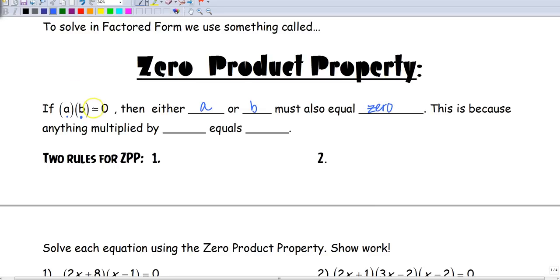Okay, because anything times 0 gives you 0. So basically, one of these two things has to be equal to 0. It's because anything multiplied by 0 equals 0. All right, so there are 2 rules for ZPP, or zero product property. The first rule is that you must be in factored form. Okay, so it's got to look like FOIL. The second rule is you must have an equals 0.